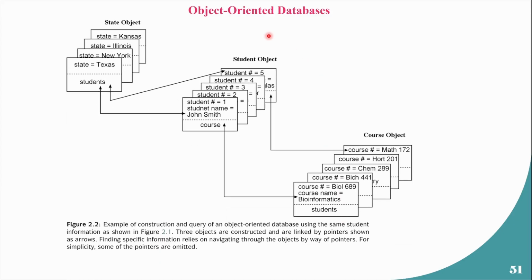So here we have the object-oriented database information where the state object has different components. You can say state equals Texas, and then it links this particular object to the student object, and then the student object links to the course object. So these different pointers can help with organization and retrieval of data in an efficient manner.